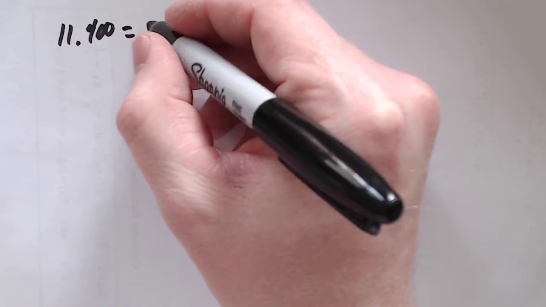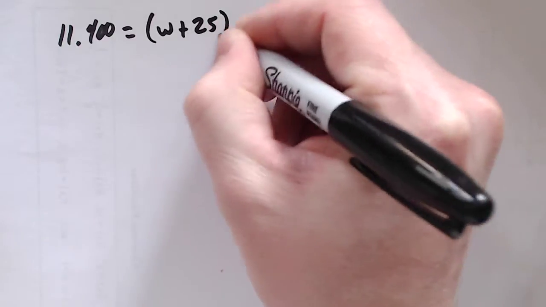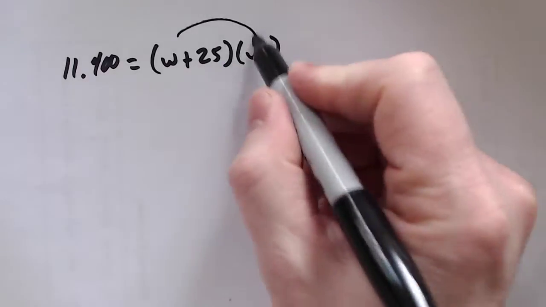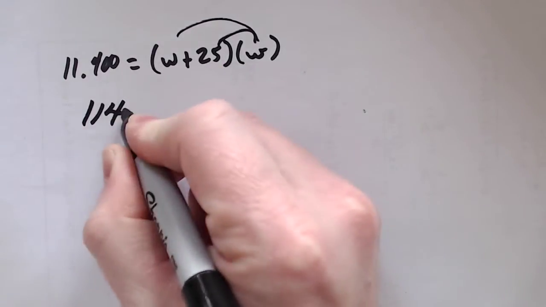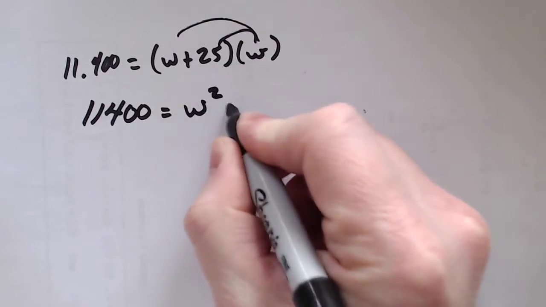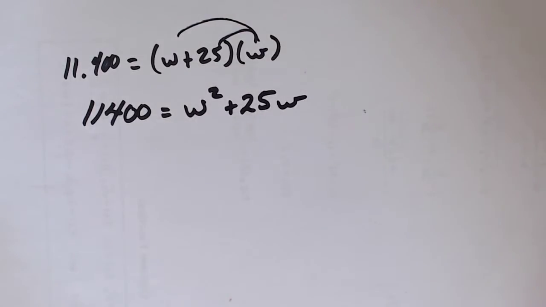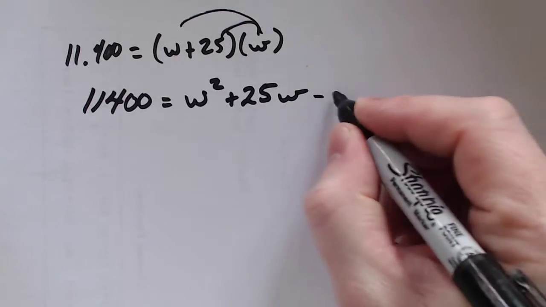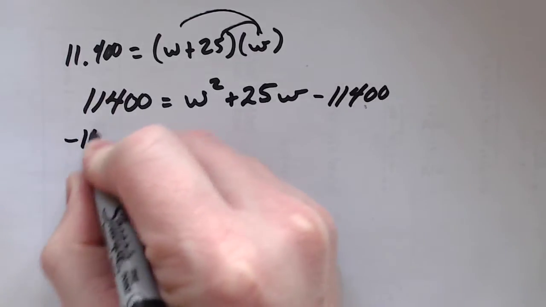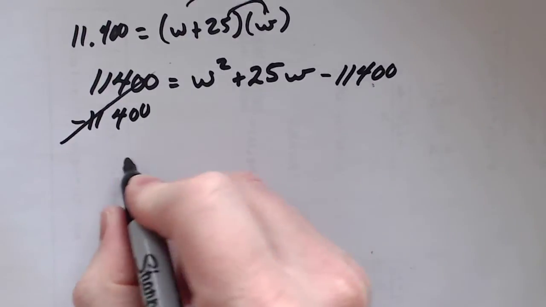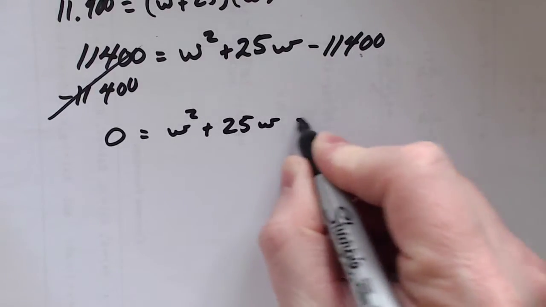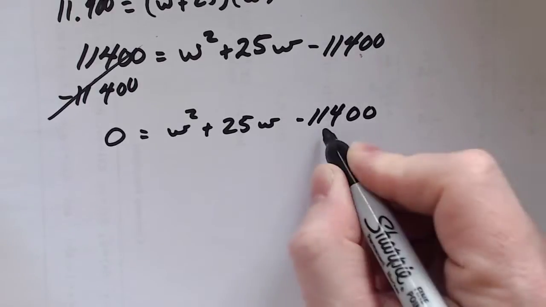So my area is equal to length times width, and the length is W plus 25, and the width is still just W. All right, so now if I distribute a W, I'm left with that. Now it's a quadratic, and we need to solve that quadratic. So I'm going to subtract 11,400 from both sides, because what I need is a 0 over here. And once I get a 0 over there, I can use the quadratic formula.